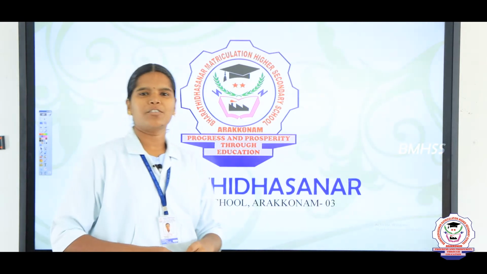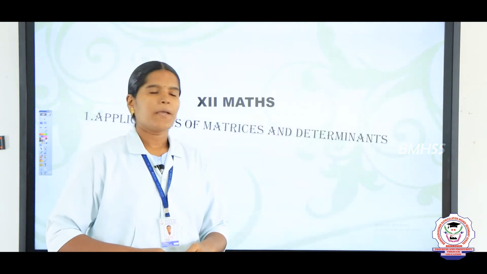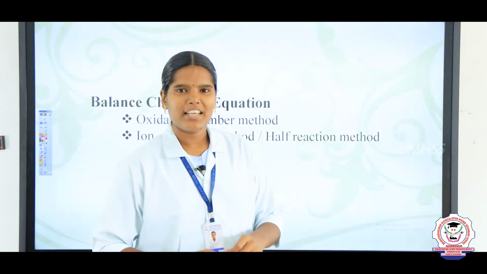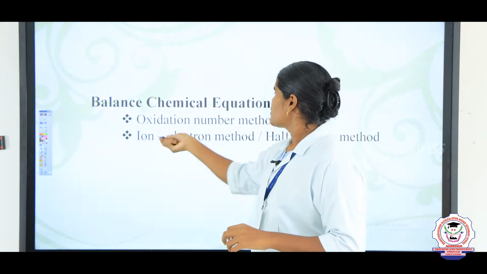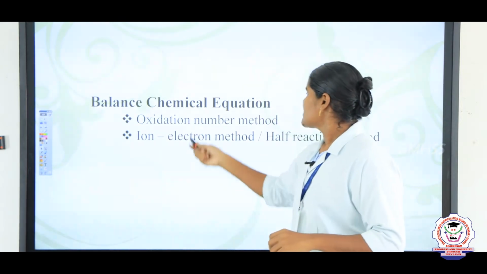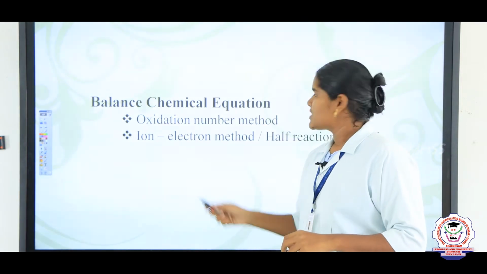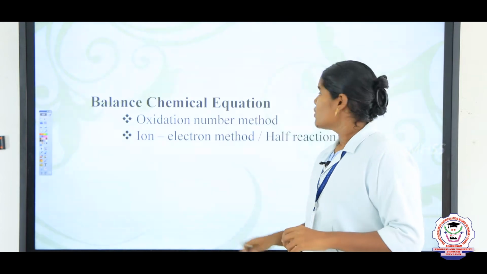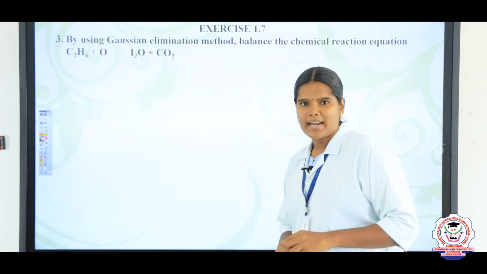Today I am going to continue with chapter 1, 12th Mathematics, Applications of Matrices and Determinants. Today we are going to balance a chemical equation by using the matrix method. Already we know two methods from 11th standard, that is the oxidation number method and the ion electron method. You have studied these two topics in your 11th standard chemistry. So today I am going to balance a chemical equation by using matrix.